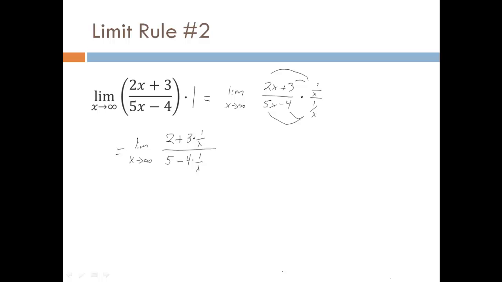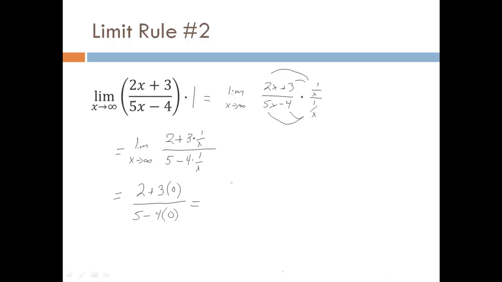Now here's where the limit comes in. We now have this 1 over x expression. As x goes to infinity, these 1 over x fractions all turn into zeros. So as we evaluate the limit, the 2 doesn't change, it's just a constant. The 3 doesn't change, it's just a constant. But that 1 over x turns into a 0. Same thing in the denominator. The 5 doesn't change, the minus 4 doesn't change, only the 1 over x, which turns into a 0.